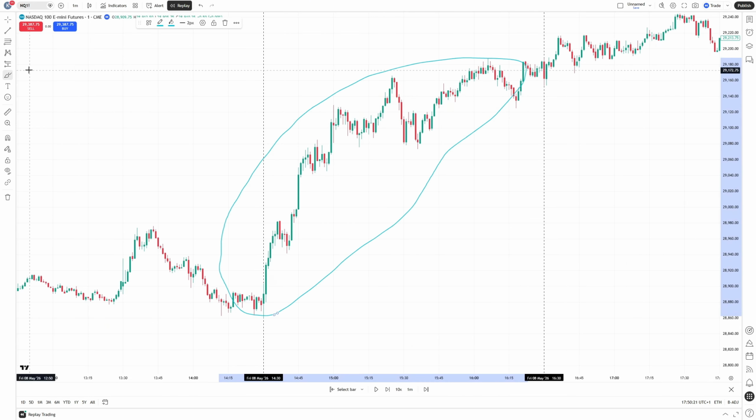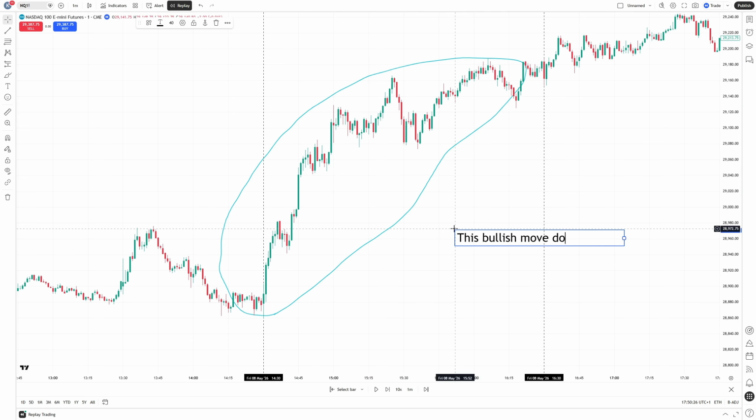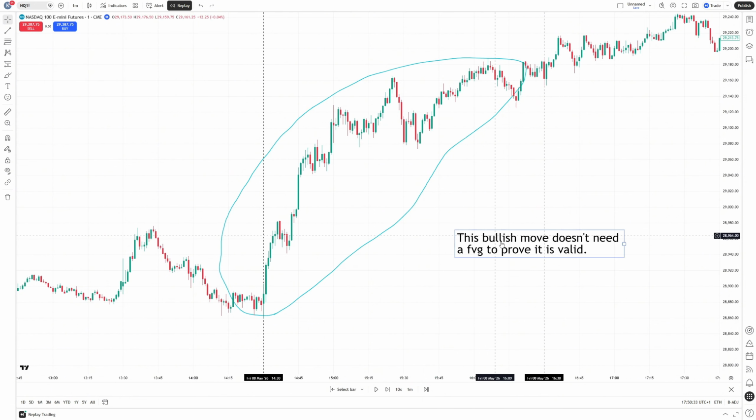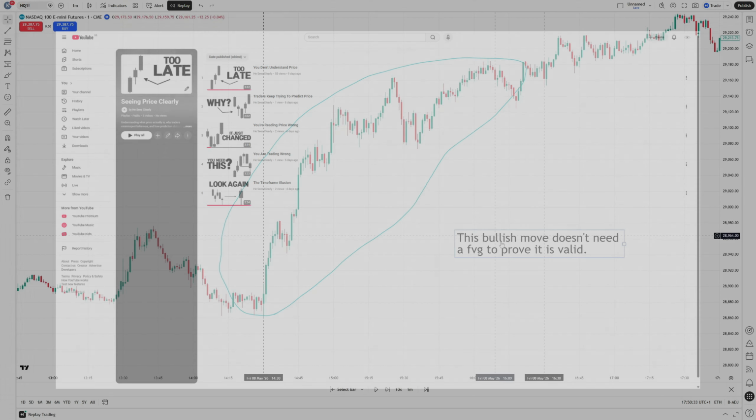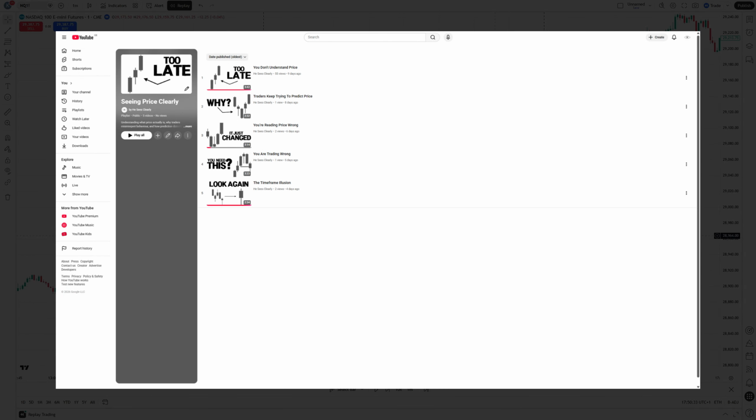And once that clicks, you stop obsessing over finding the perfect setup and start focusing more on understanding the price action itself. That deeper shift is exactly what I explain in my Seeing Price Clearly series, because the setup never created the opportunity, the movement did.